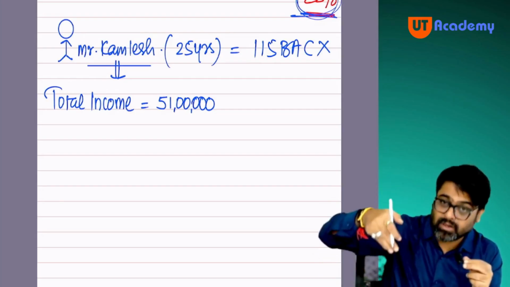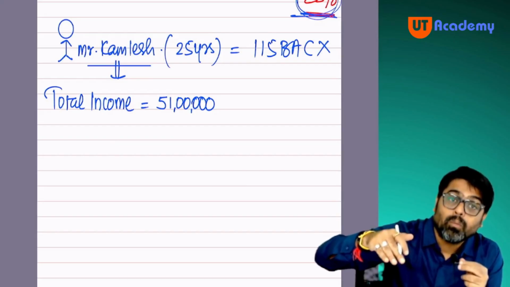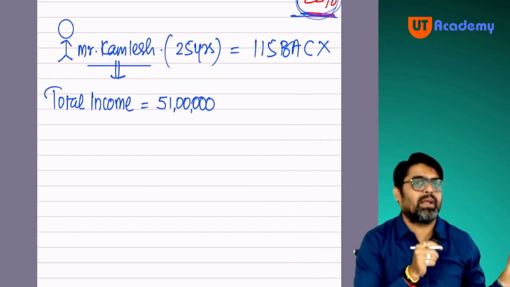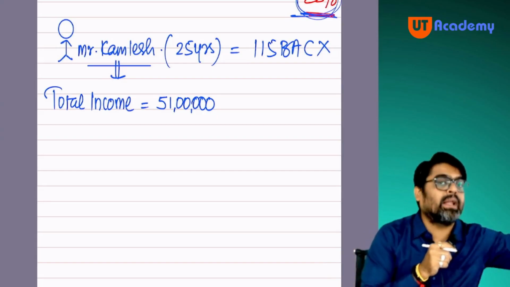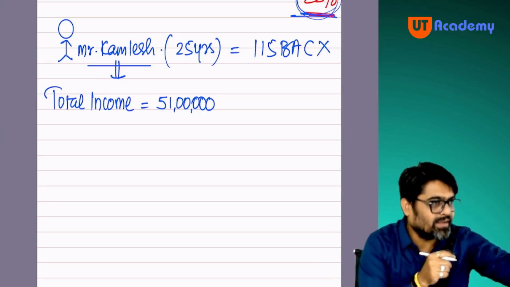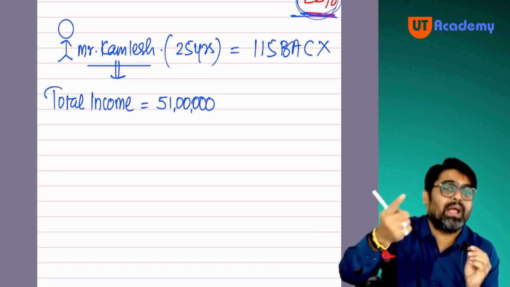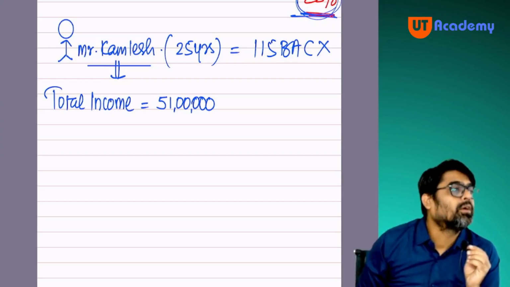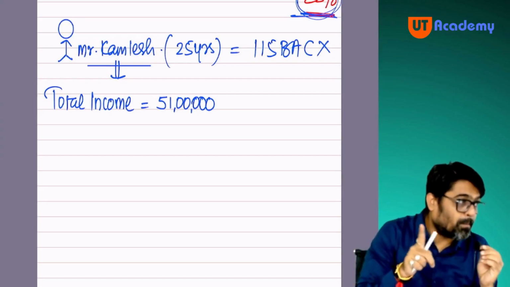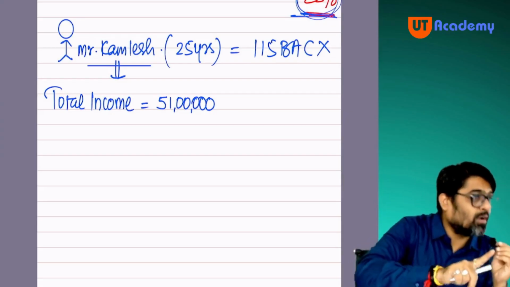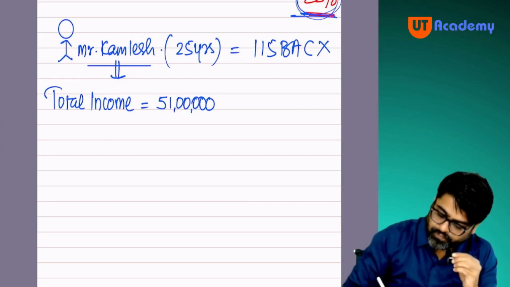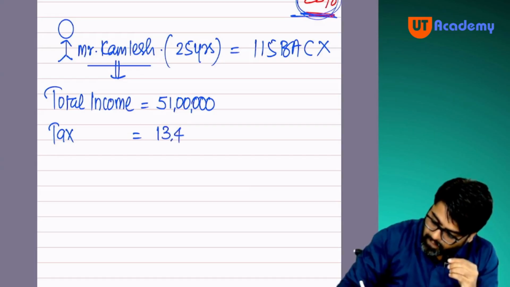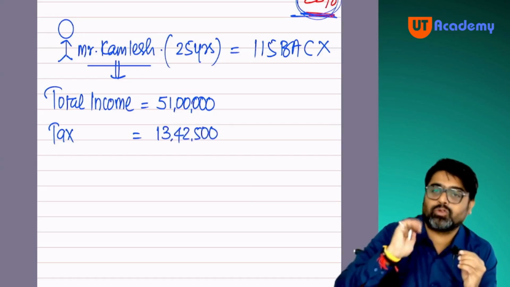So how much is the total income which is more than 10 lakhs? If total income is 51 lakhs, over and above 10 lakh is how much? 41 lakhs. Yes or no? On that 41 lakh, how much tax? Calculate that at 30%. So 12,30,000 plus 1 lakh plus 12,500 plus nil. 13,42,500. This is the tax which he is supposed to pay.